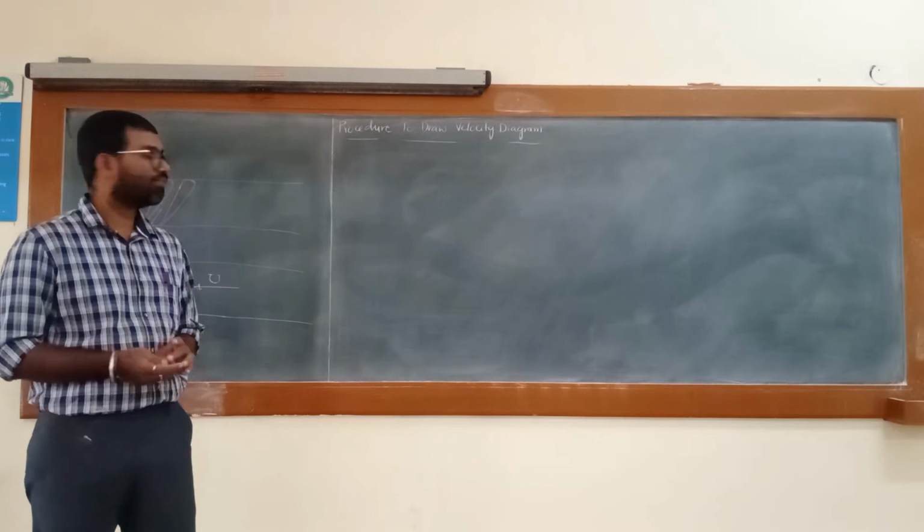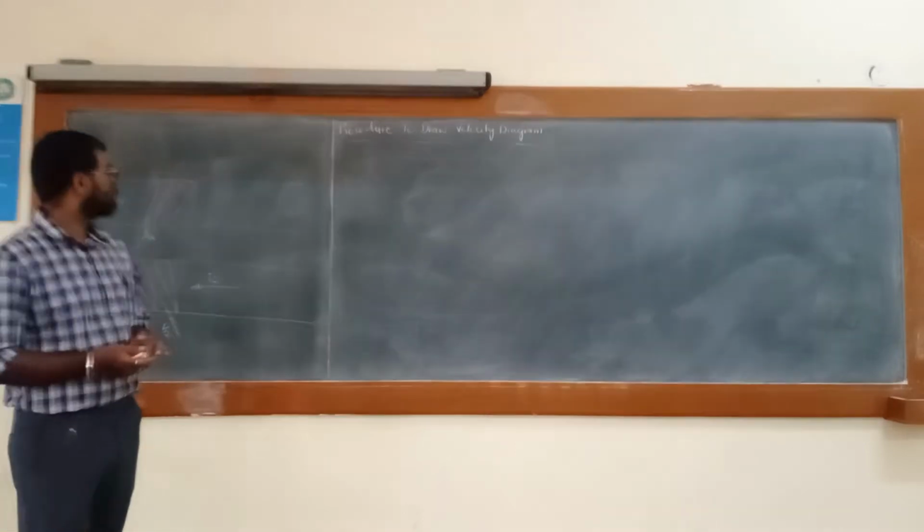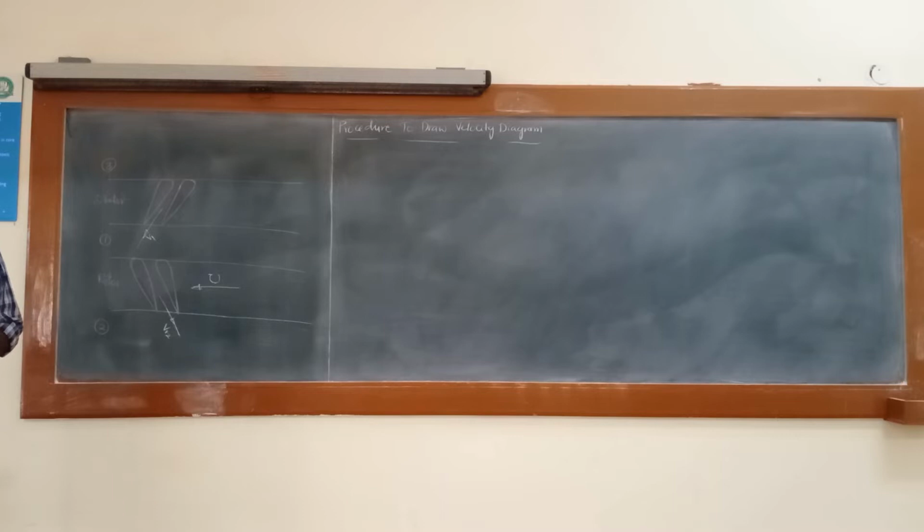Good morning. Today we will discuss the procedure to draw the velocity diagram. The velocity diagram is nothing but a velocity triangle. The velocity triangle is useful in analyzing different turbomachines. We can find the different forces acting on the turbine, the power developed, and the work output. These performance parameters we can obtain by analyzing the velocity triangle.